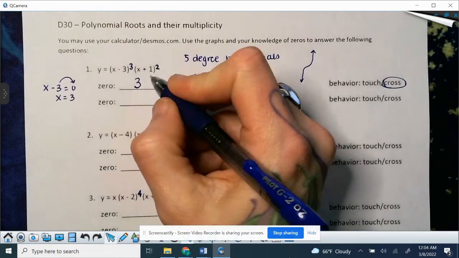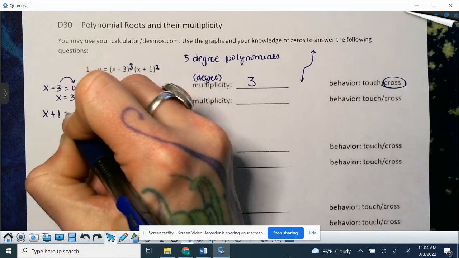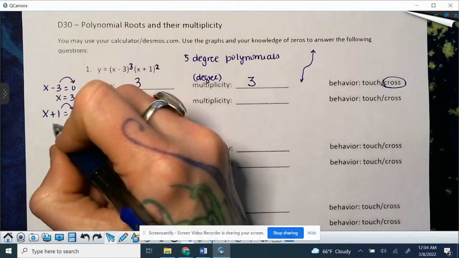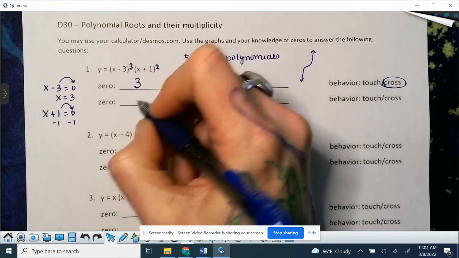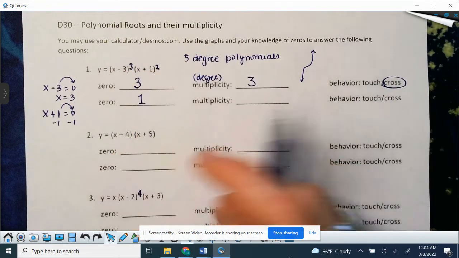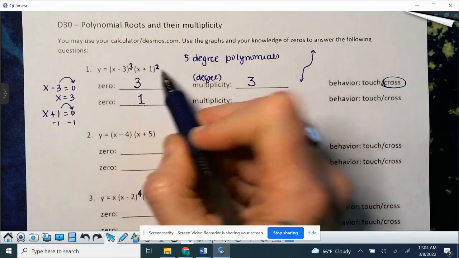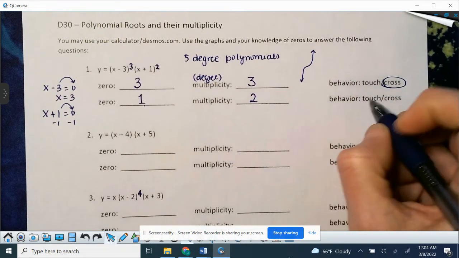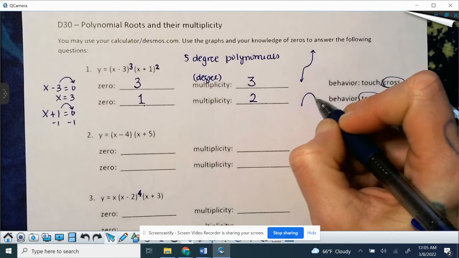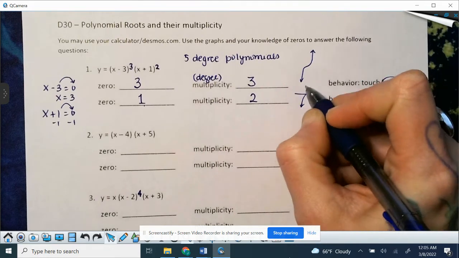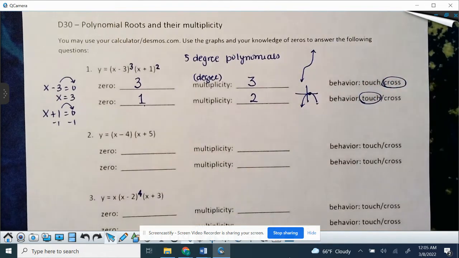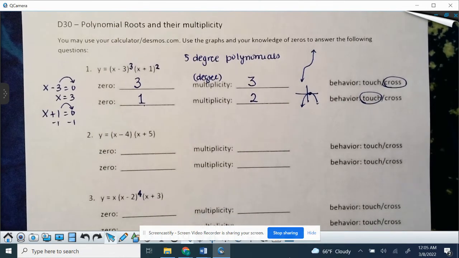So x plus 1, we need to find that 0. So we're going to set it equal to 0. You did this in Math 1 when you were solving for quadratics, when you would factor a quadratic and then solve it. The degree is 2, so the multiplicity is 2. So this is going to touch. That's where it really bounces off the x-axis. So maybe it looks like this, but it doesn't cross through and keep going into a different quadrant. It just comes right back down as far as positive and negative.